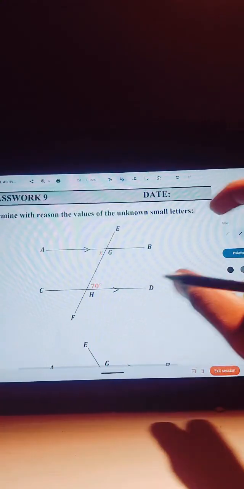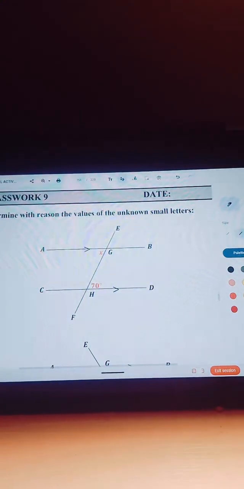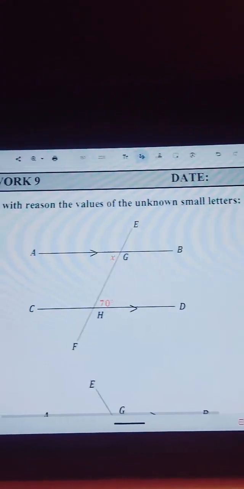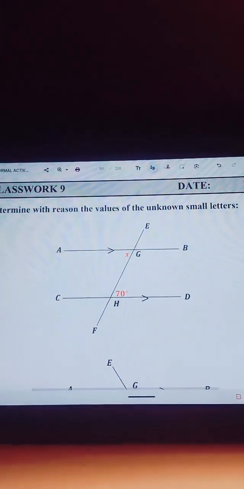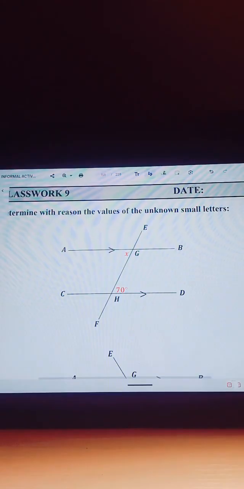Okay. I think whilst we're still at the concept, we can now go ahead and do these. Let's do these. Come on. Determine with reasons the values of the unknown small letters. Please, anyone, you're more than welcome to request if you'd like. If you want to post your answer, you can request others to follow you in the process. Shine your mind.